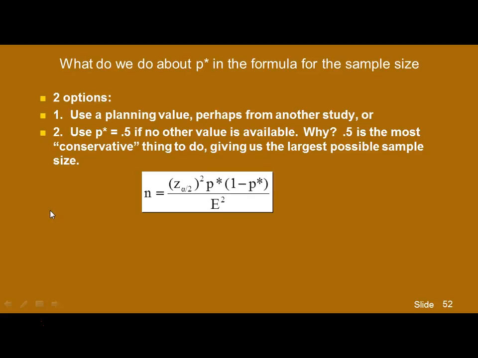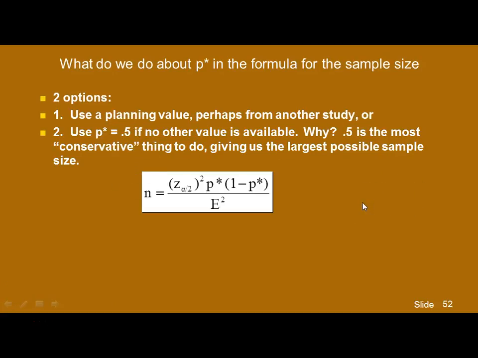There's 2 possibilities. You can use what is sometimes called a planning value, maybe from another study. Maybe somebody else has done similar research as to what you're doing, and there might be an estimate of the population proportion around. If so, go ahead and use it. If you have no other possible value for p, then the conservative thing to do is use p star to be a half. Assume it's 0.5.